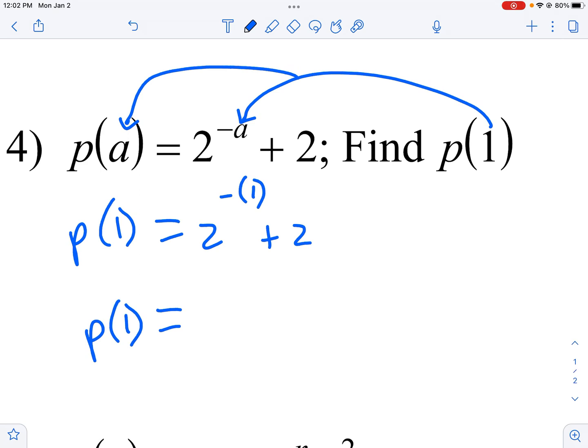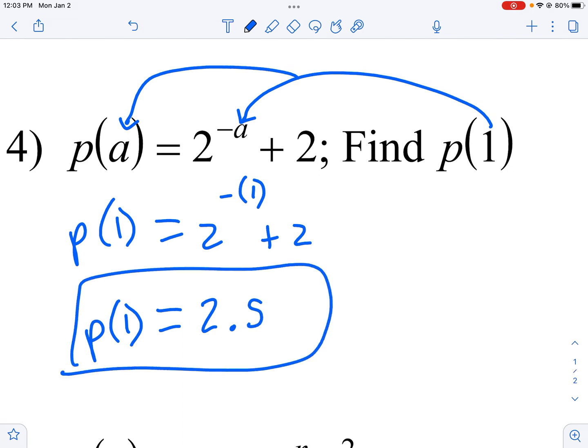So you got 2 exponents, negative 1. Sorry, 2, not parentheses. 2 exponent, negative, parenthesis, 1, close parenthesis. And then you're going to add 2. And you should be getting something along the lines of 2.5. Oh no! Don't panic. It's okay. You can get decimals. It happens.